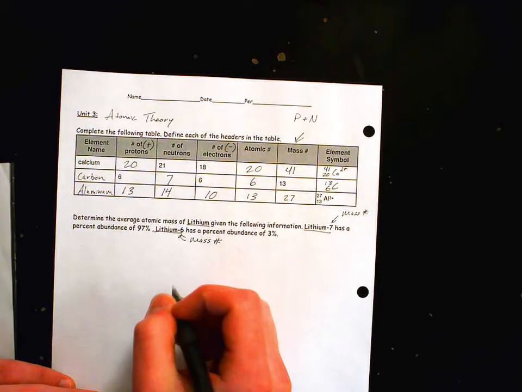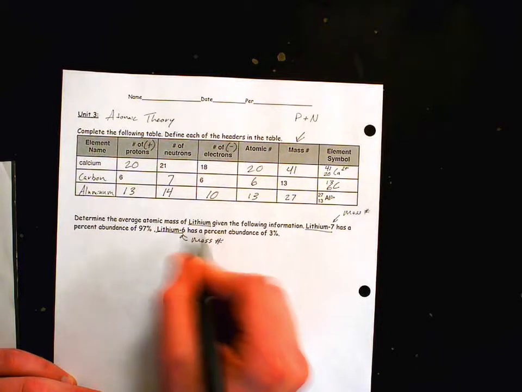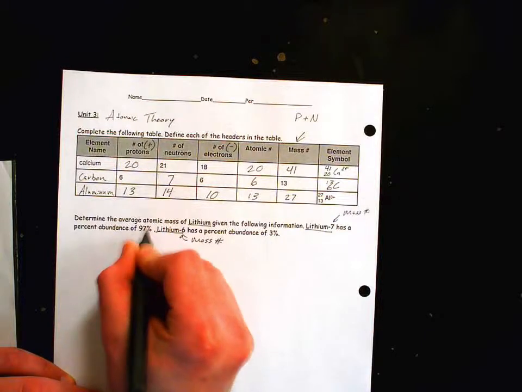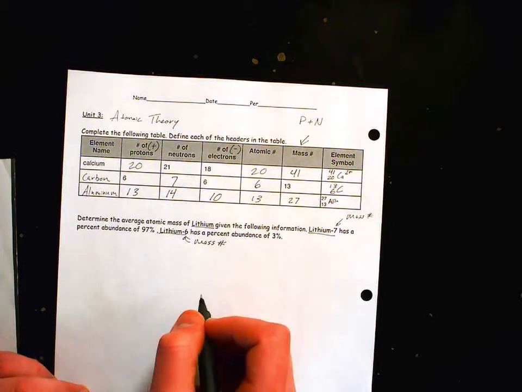So we're going to find the weighted average. Because these things exist in different proportions on the Earth, we have to use what is called a weighted average, where we use the percentage of each isotope in order to find the average. We can't just add them up and divide by 2.